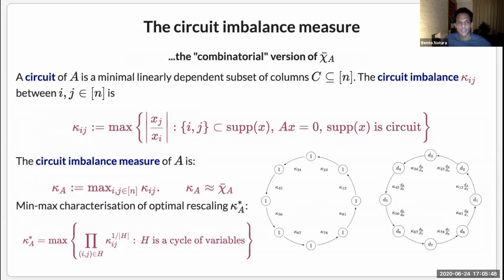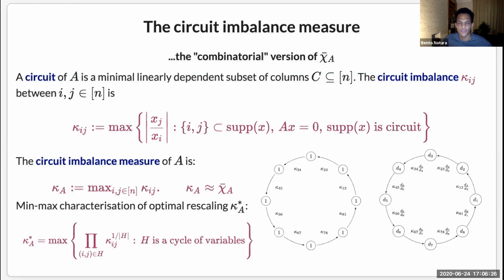So how is it defined? We define circuits of our constraint matrix A as minimal linearly dependent subsets of the columns. And then you can define for every pair of variables the circuit imbalance kappa ij, which is essentially the ratio between the two for a vector x in the kernel that represents this circuit. And then you can define the circuit imbalance measure of the full matrix as the maximum over these quantities kappa ij.